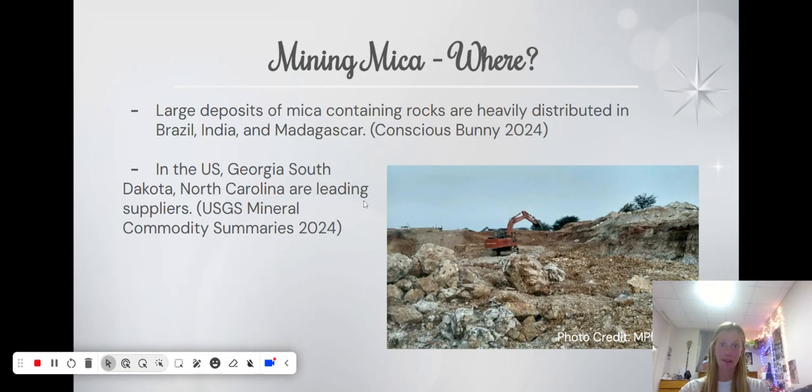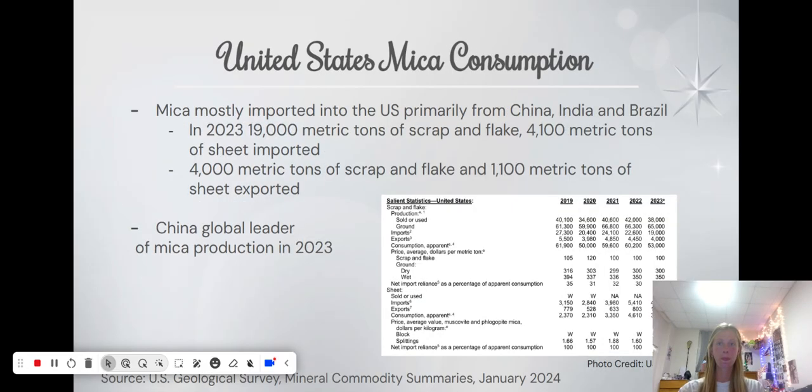But where is mica found? As I stated, large deposits of mica containing rocks are heavily distributed in Brazil, India, and Madagascar. In the United States, Georgia, South Dakota, and my home state of North Carolina are the leading suppliers of mica. And though the United States produces a generous amount of mica, the U.S. primarily imports mica from China, India, and Brazil.